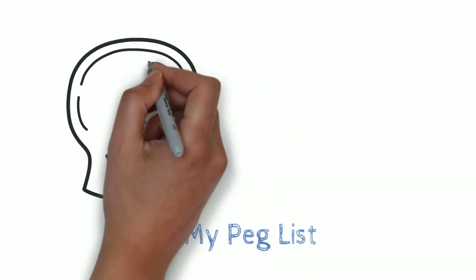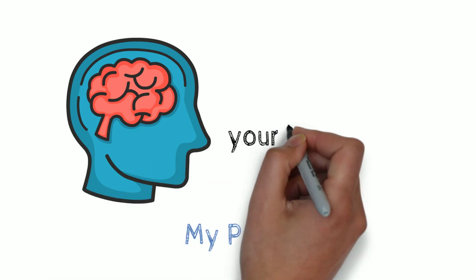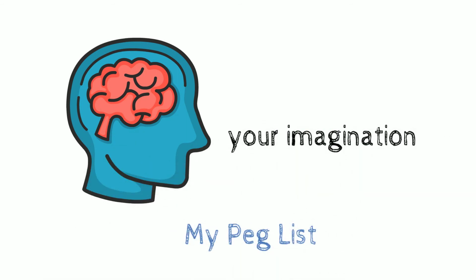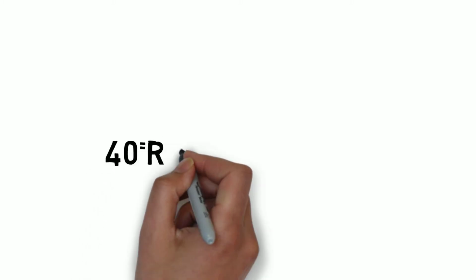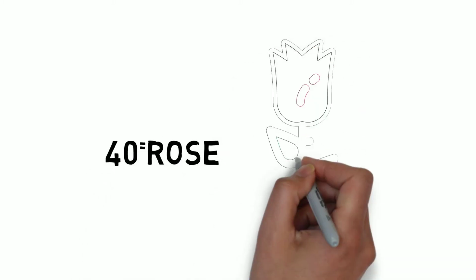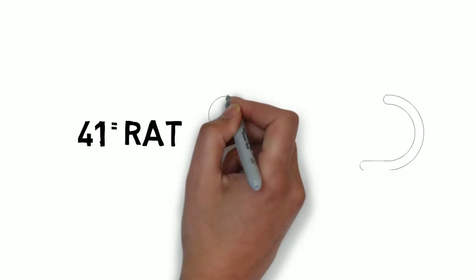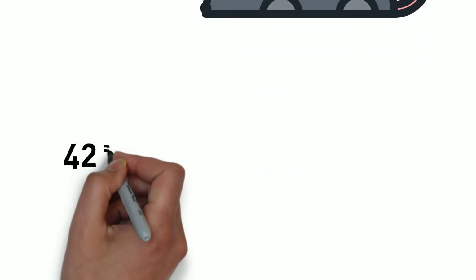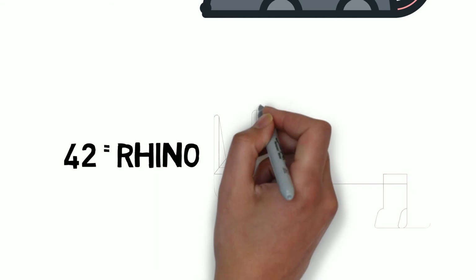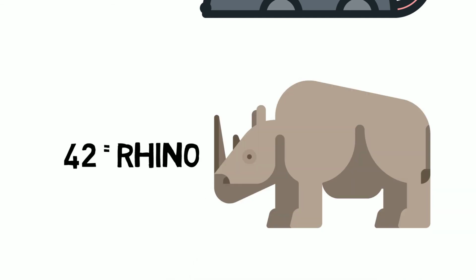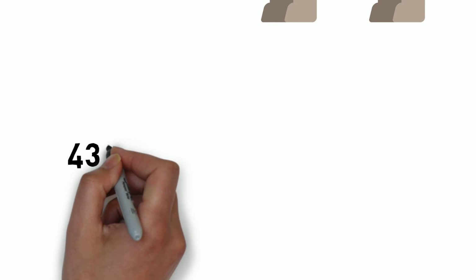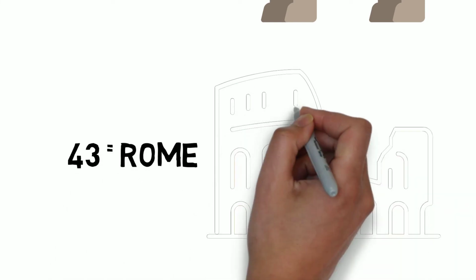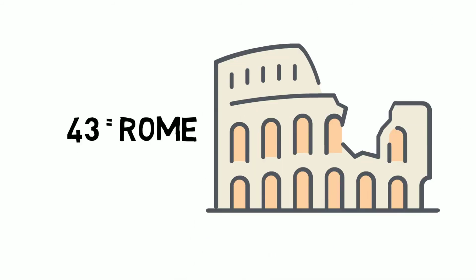So to help you use your imagination to create your own PEG words, have a look at my own PEG list. For number 40, I use the word rose, and I simply picture a brightly red rose flower. For 41, I use the word rat. I imagine a rat for 41. Rhino is the PEG word I use for 42. I picture an adult rhino whenever I come across the number. For 43, Rome is my favorite PEG word. I simply visualize the Italian city of Rome.